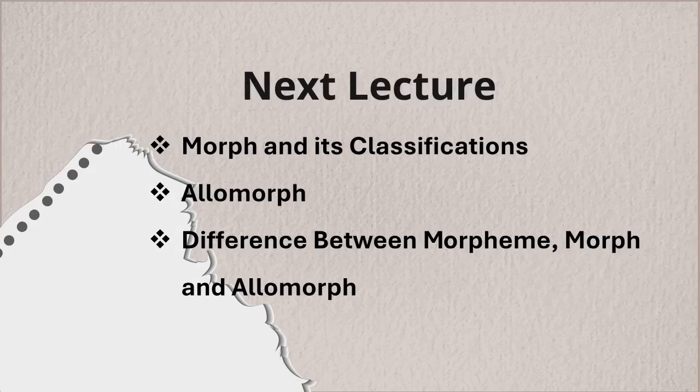In our next lecture, we'll move a step further into the study of morphology. We'll explore the concepts of morph and its classifications, and look into the concept of allomorph and see how they relate to the morpheme, the basic unit we've been discussing so far. We'll also look at the difference between morpheme, morph, and allomorph.